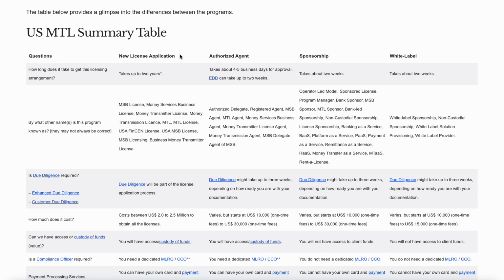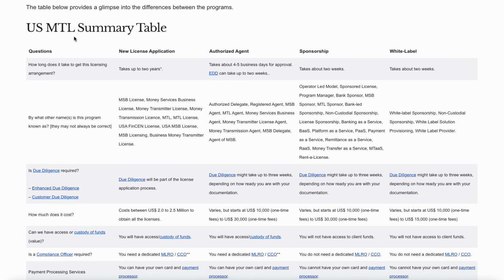So, what this is, and I'll include the link to this in the description of this video. It looks at the US money transmitter license and says, okay, what are your options? Essentially, we have four options. One is the new license application. The other is being an authorized agent. The third is being a sponsor, and the fourth is having a white label.